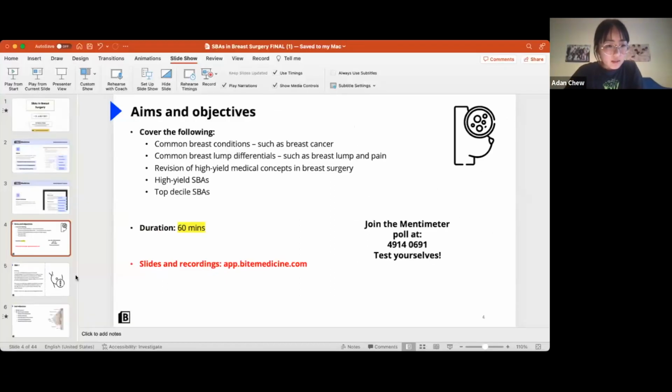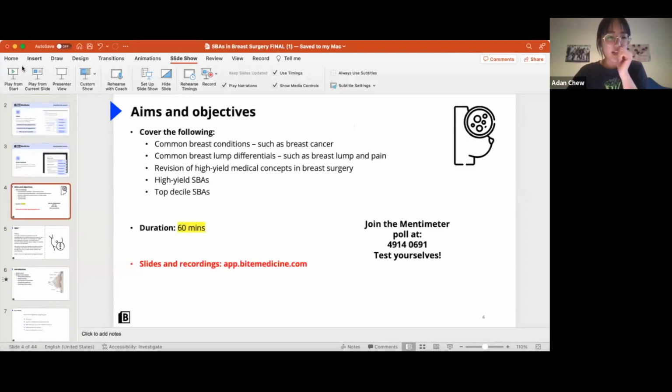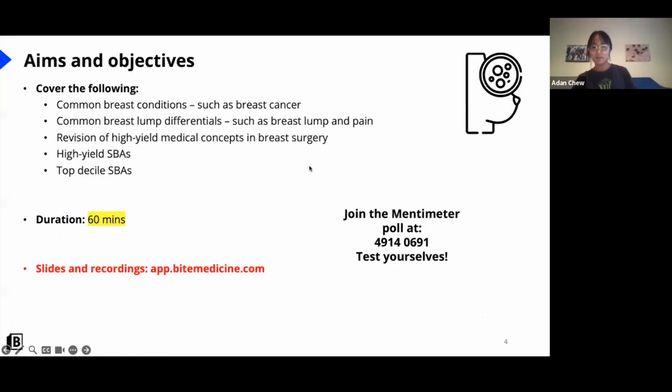These are the conditions that we're going to cover today, just a brief overview. Before we make a start, I'd like to invite everyone to join the Mentimeter poll. If you can go on your phone or iPad and go on mentimeter.com and put this code in, you should be able to join the poll. That will allow you to engage in the SBAs coming up. I'm just going to set it up right now.